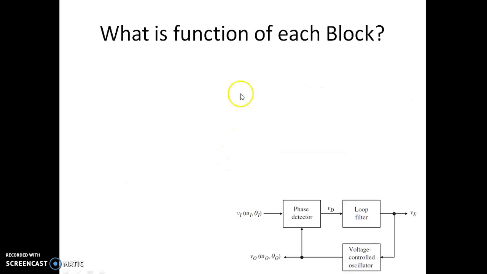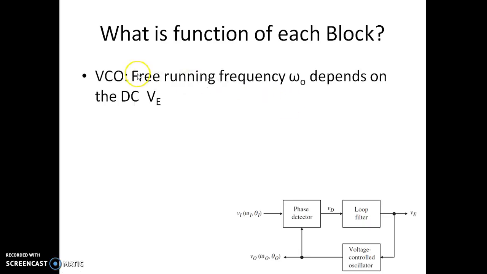So let us see how each block is going to work out here. What is the function of each block? This is the phase detector, a loop filter, and a voltage controlled oscillator. Now VCO, the voltage controlled oscillator, is nothing but a freewheeling frequency generator having a frequency omega naught, and this depends on the voltage VE. So assume that VE is equal to 0. Then this will be running at a freewheeling frequency of omega naught. If VE is positive, the frequency increases. If VE is negative, the frequency reduces around omega naught.